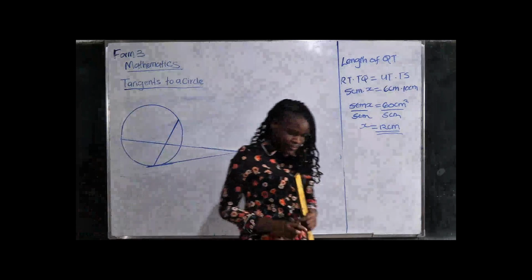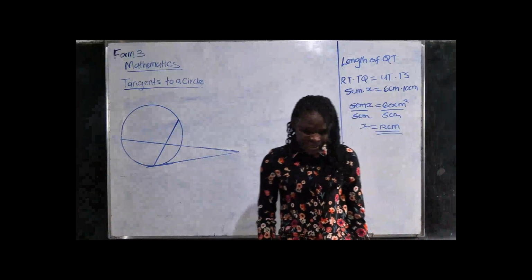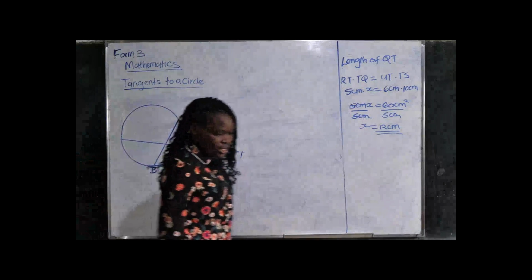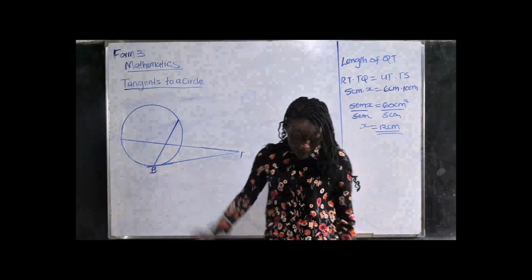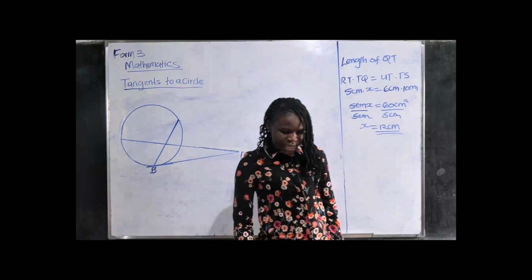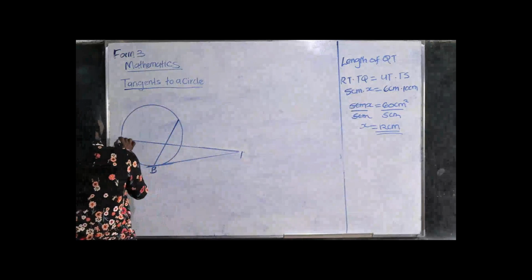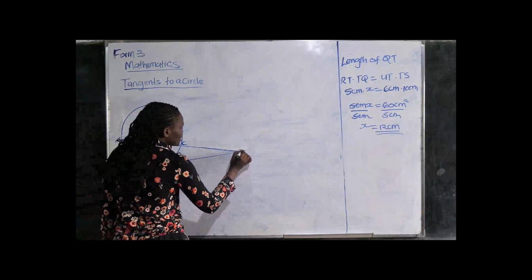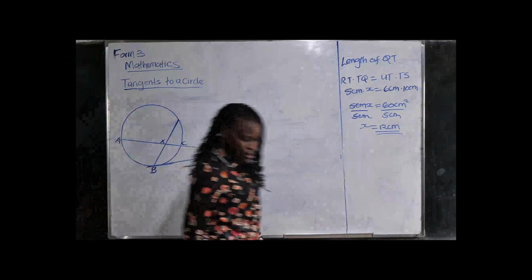So the question is, in the figure below, BT is the tangent. So this is my BT, that is the tangent. We are told AXCT is a straight line.